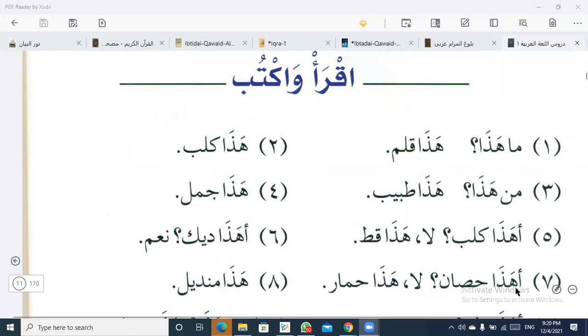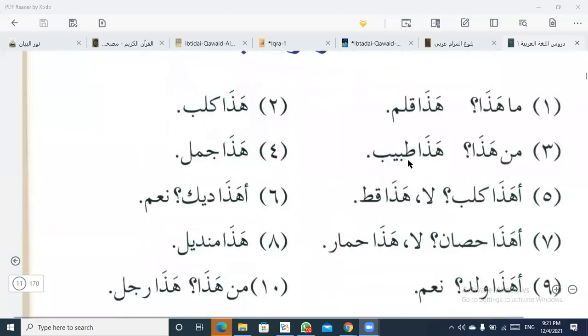ما هذا؟ هذا قلم. هذا كلب. من هذا؟ Read it also. Translate. Yes. ما هذا؟ What is this? هذا قلم. This is a pen. هذا كلب. This is a dog. من هذا؟ هذا طبيب. Who is this? This is a doctor. هذا جمل. This is a camel.